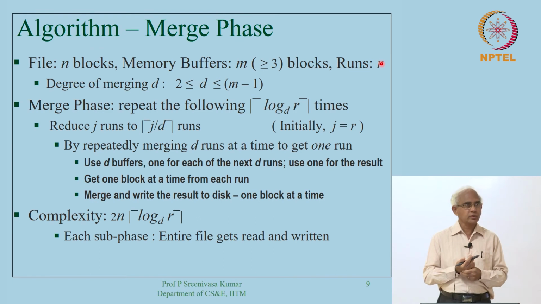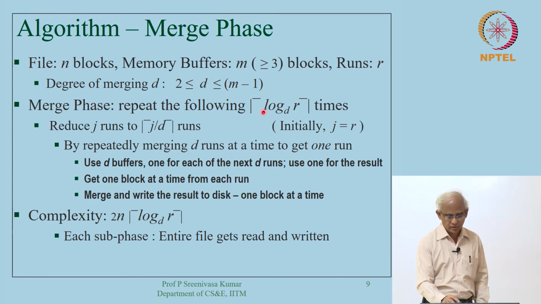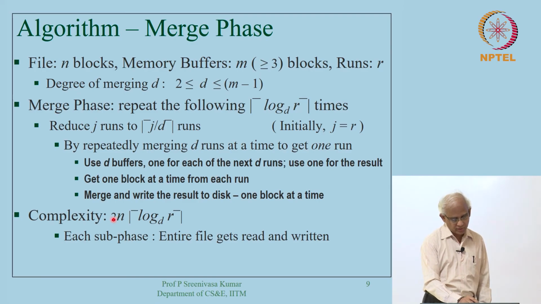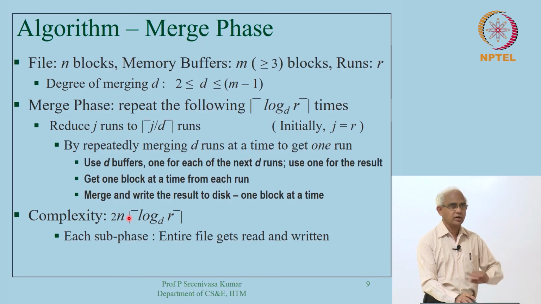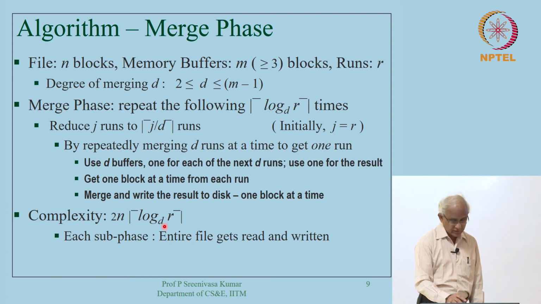And how many times are you doing this? As many times as required, log r to the base d. This many times you are reading the data file. So the complexity in terms of block accesses, which is what we care about in this course, is, since merging takes some memory time but we do not care about it, 2n log r to the base d block accesses, and this is only the merge phase.